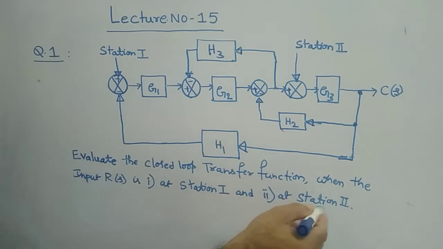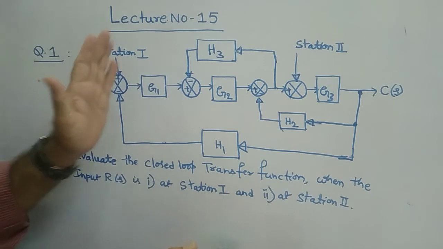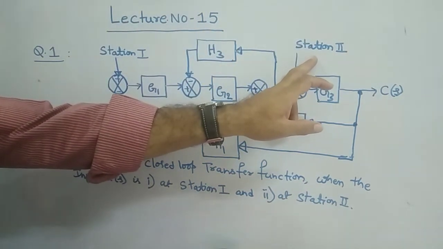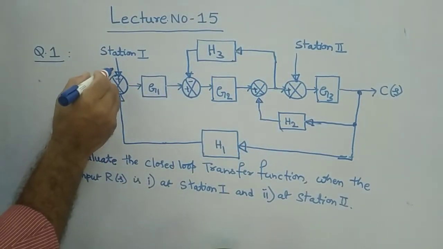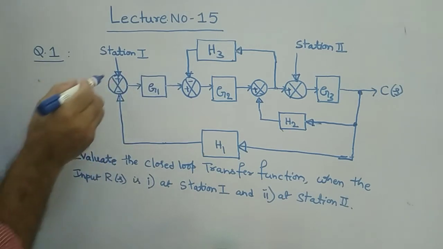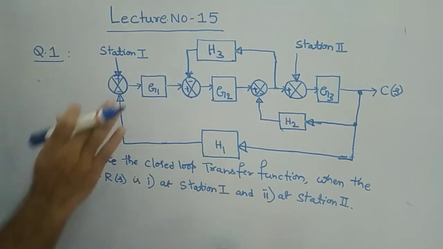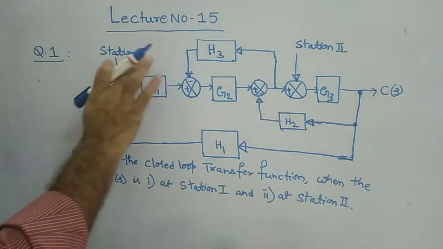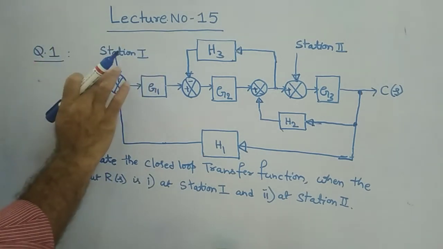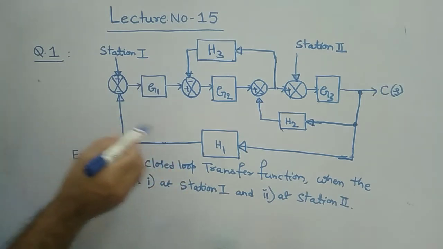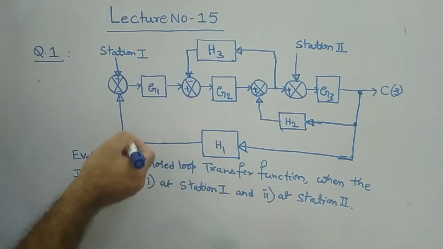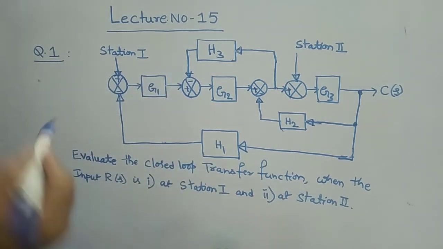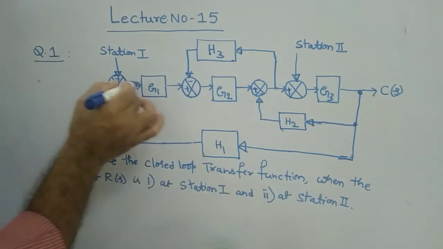Coming to the second step, that is the second point at station 2, imagine that your input R of S is at station 2. In this case, you put to 0 this summer point, meaning you have to remove this summer point, because station 1 is to be put to 0. Then what about this connection? Nothing. This connection is directly connected to G1.